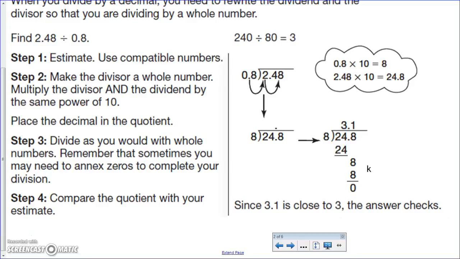Sometimes we might need to add or annex zeros onto the end of the dividend to be able to finish out the number, but we're always going to get a complete number, a decimal, nothing with a remainder. So in this case, the answer is 3 and 1/10. And if we compare that with the estimate up above, it's about 3, so we know the answer checks out.